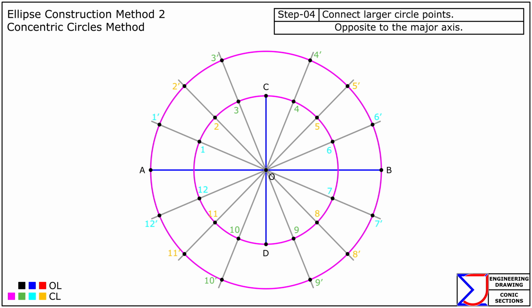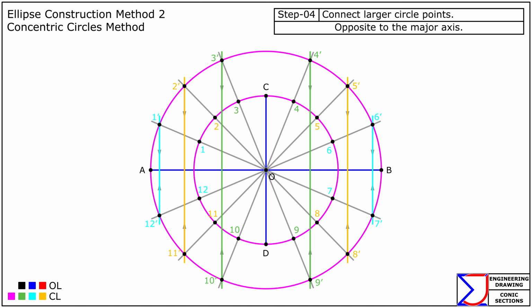After that, join each point on the larger circle to its opposite point across the major axis. Then, join each point on the smaller circle to its opposite point across the minor axis, extending the lines to meet the lines from the larger circle.